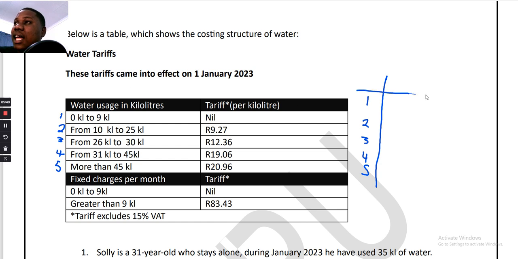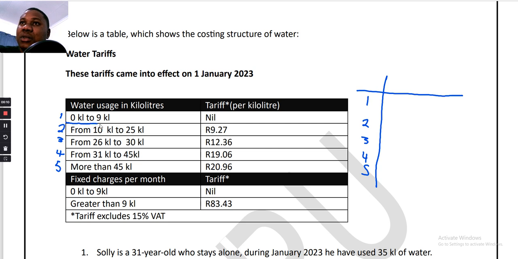I cannot summarize the tariff because the tariff is given. So with the tariff you don't summarize them, they are already given to you. What you need to summarize is the usage of water. So now let's come to block number 1.